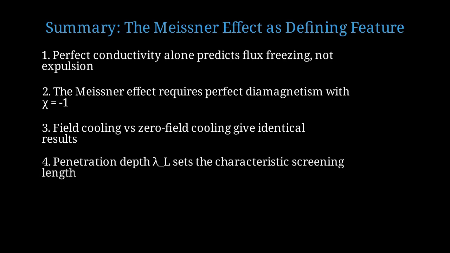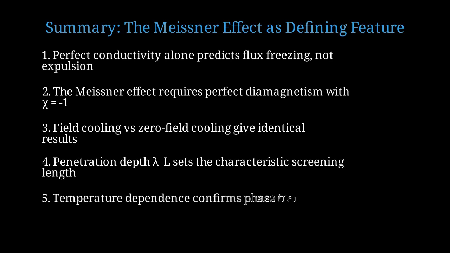Fourth, the London penetration depth lambda L, typically 50 to 500 nanometers, sets the characteristic length scale for magnetic field screening. Fifth, the temperature dependence of the penetration depth, diverging as T approaches Tc, confirms the continuous phase transition between normal and superconducting states. Sixth, the Ginzburg-Landau parameter kappa equals lambda over xi distinguishes type 1 superconductors with complete Meissner effect from type 2 superconductors that allow quantized vortices.